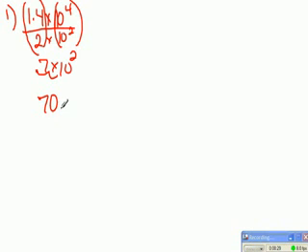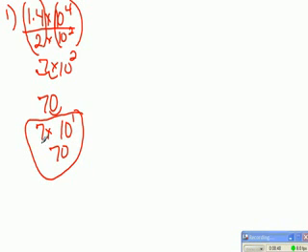Then I want to put it in scientific notation, which would move my decimal here. So 7.0, which you don't need to write. You can just leave it as 7 times 10. I had to move it 1 place, right? So 10 to the 1st. And 70. These were both my answers, scientific and standard.